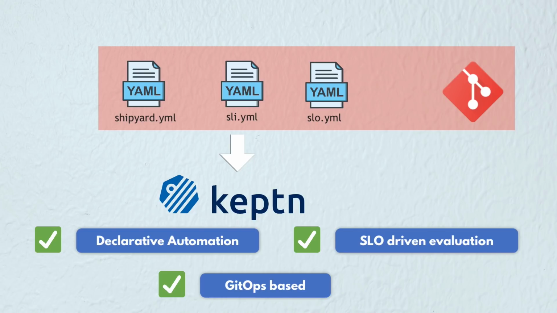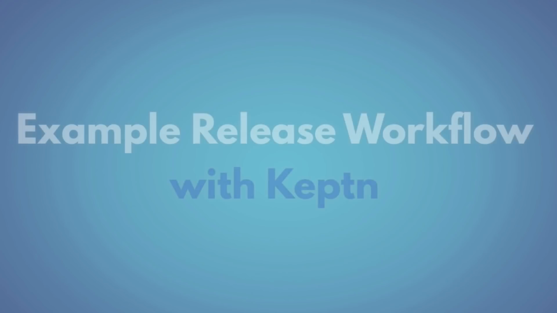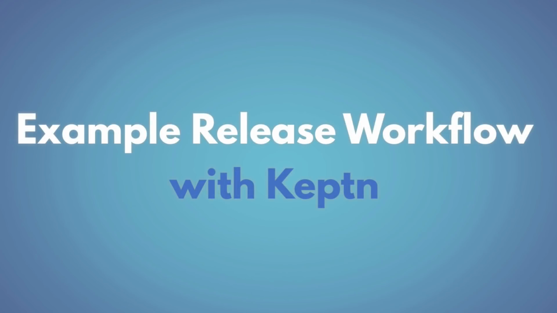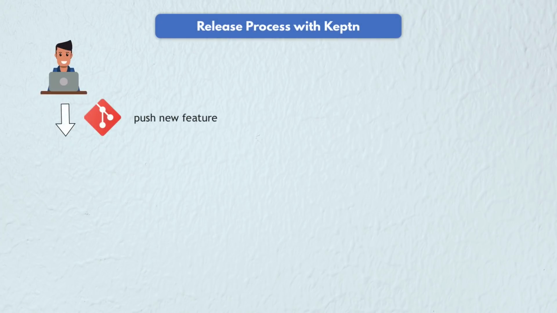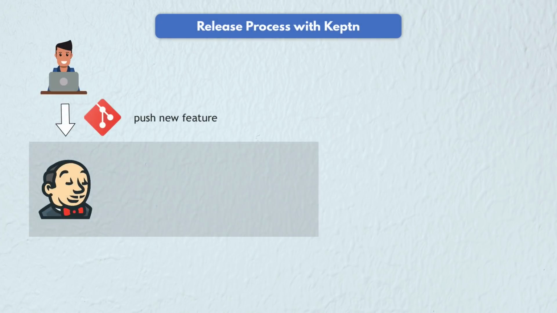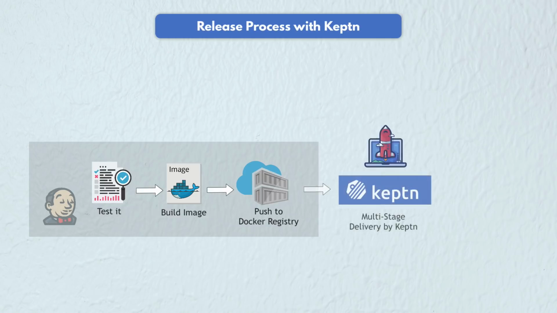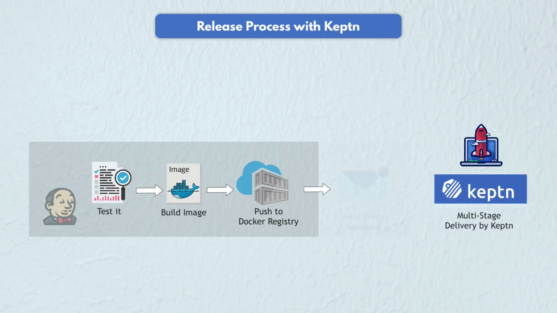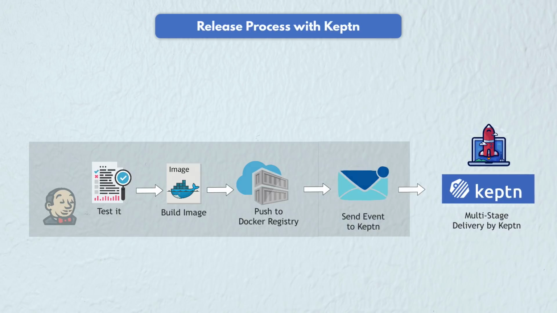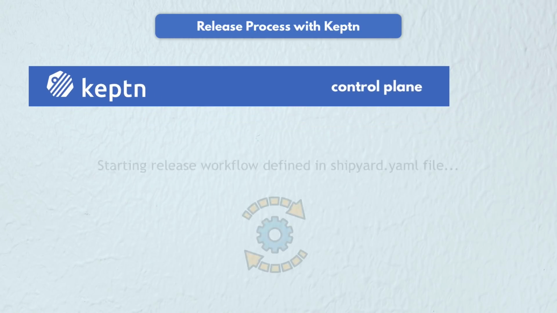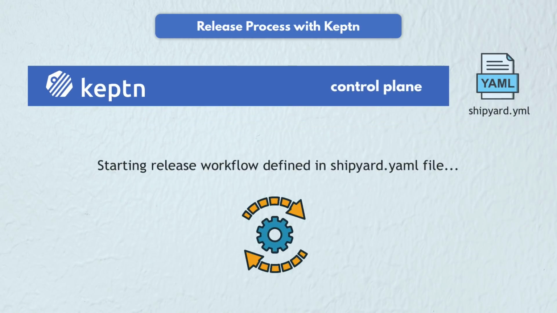Now that we know what Keptn actually does, let's see how an example release workflow will look like with Keptn. So we commit and push our new cool feature. This triggers a Jenkins build, which builds and pushes a Docker image to the Docker registry. Now Keptn comes in to take over orchestrating the deployment all the way to the production. So Jenkins sends an event to Keptn to start the release process. Keptn starts the release workflow defined in shipyard.yaml file.